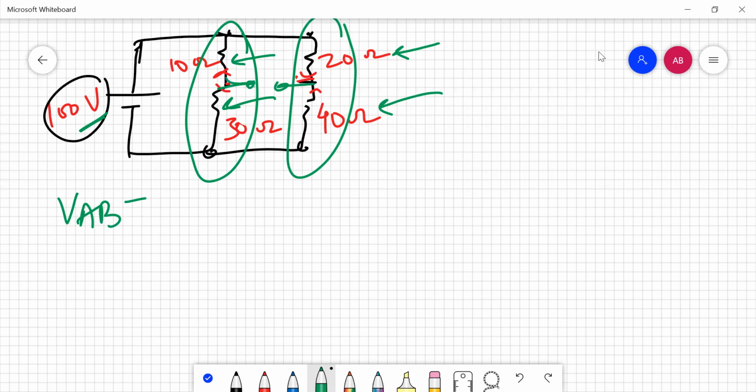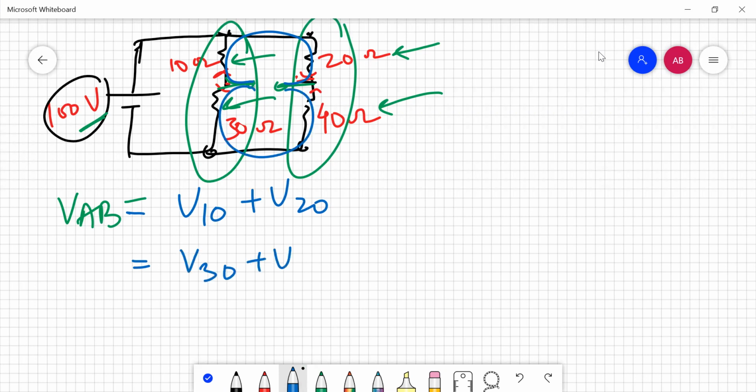I have to move my pen from A to B. So that makes it V10 plus V20, with polarity I have to check. Similarly, when I move from A to B, it will be equal to V30 and V40. So now we have to check the polarity.